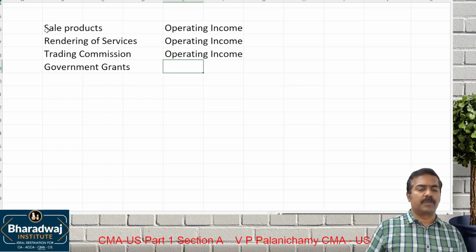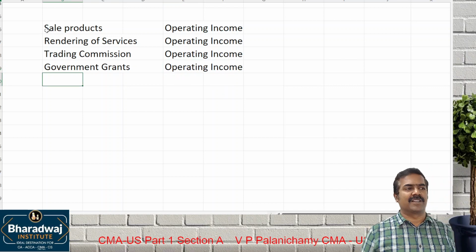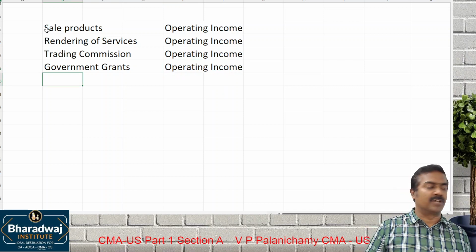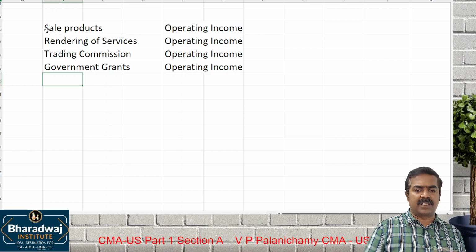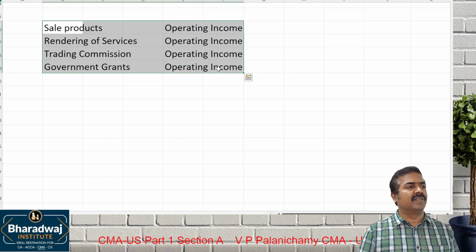So what about those government grants? They are also which one? Operating income. Clear? Instead of selling product to the customer, you are getting a government aid. That is also which one? Operating income. These are all recurring in nature. Recurring in nature means again and again they will come.